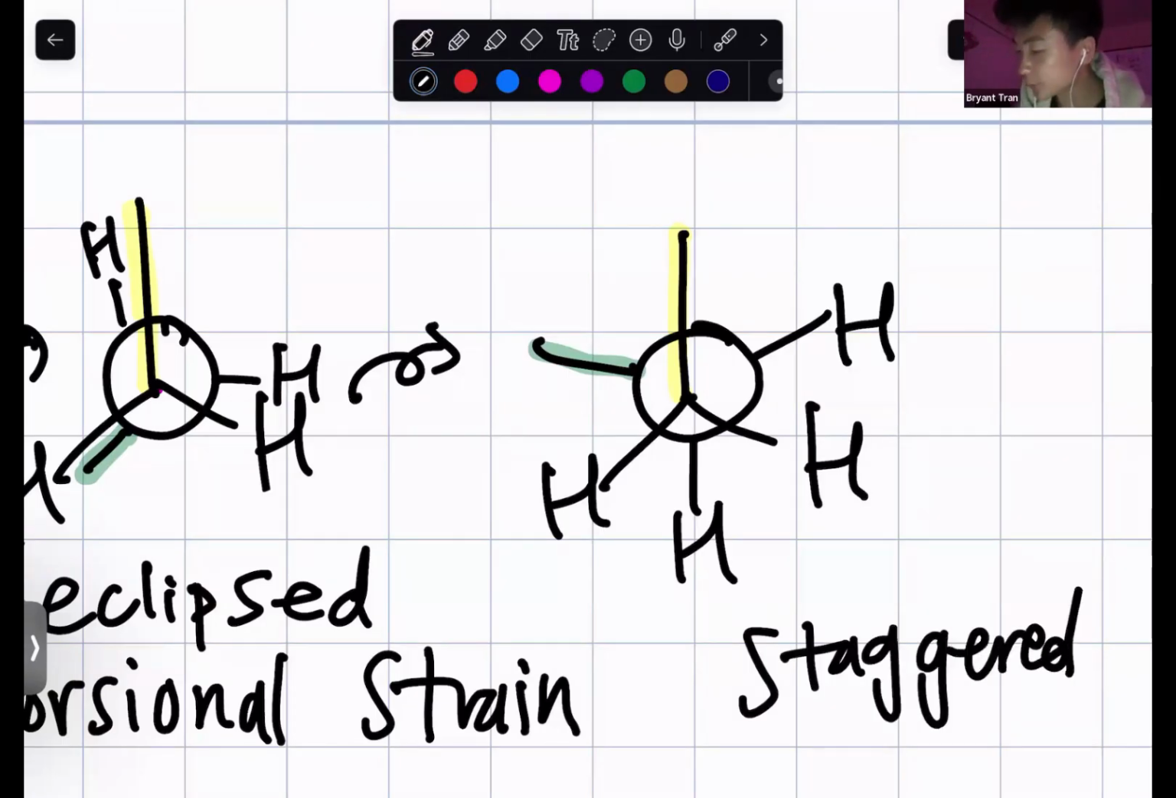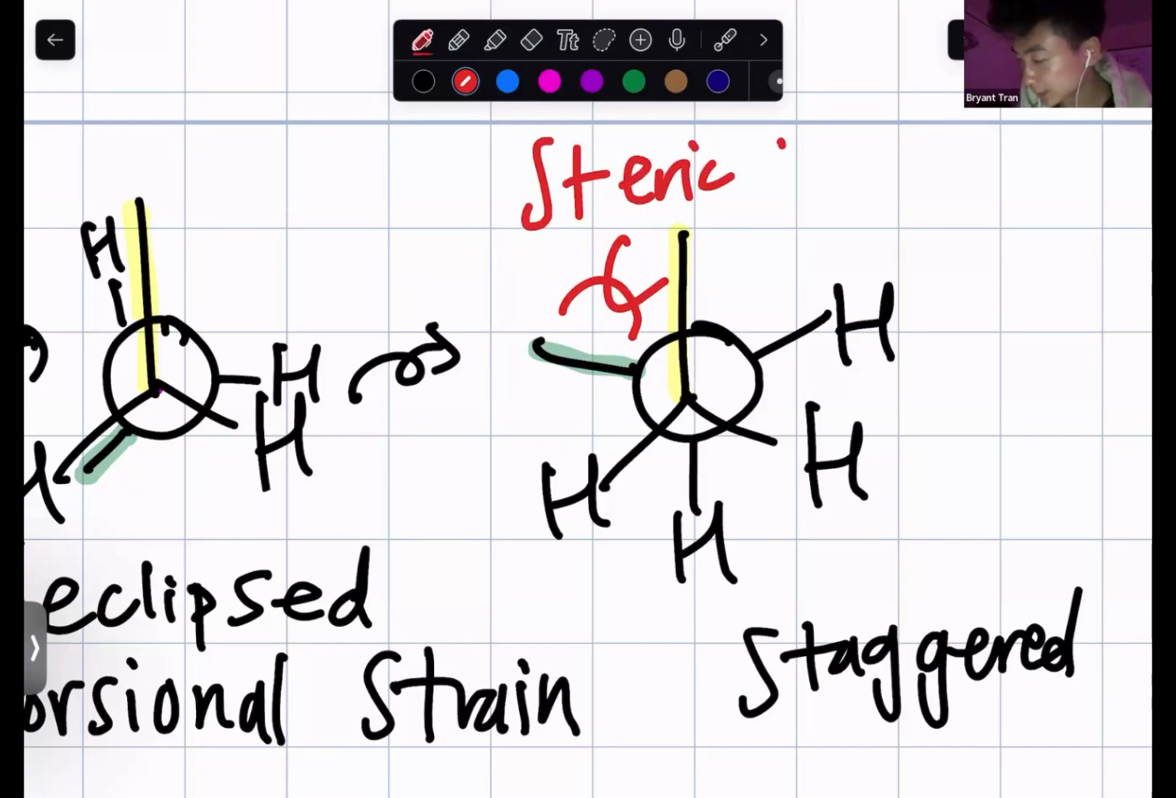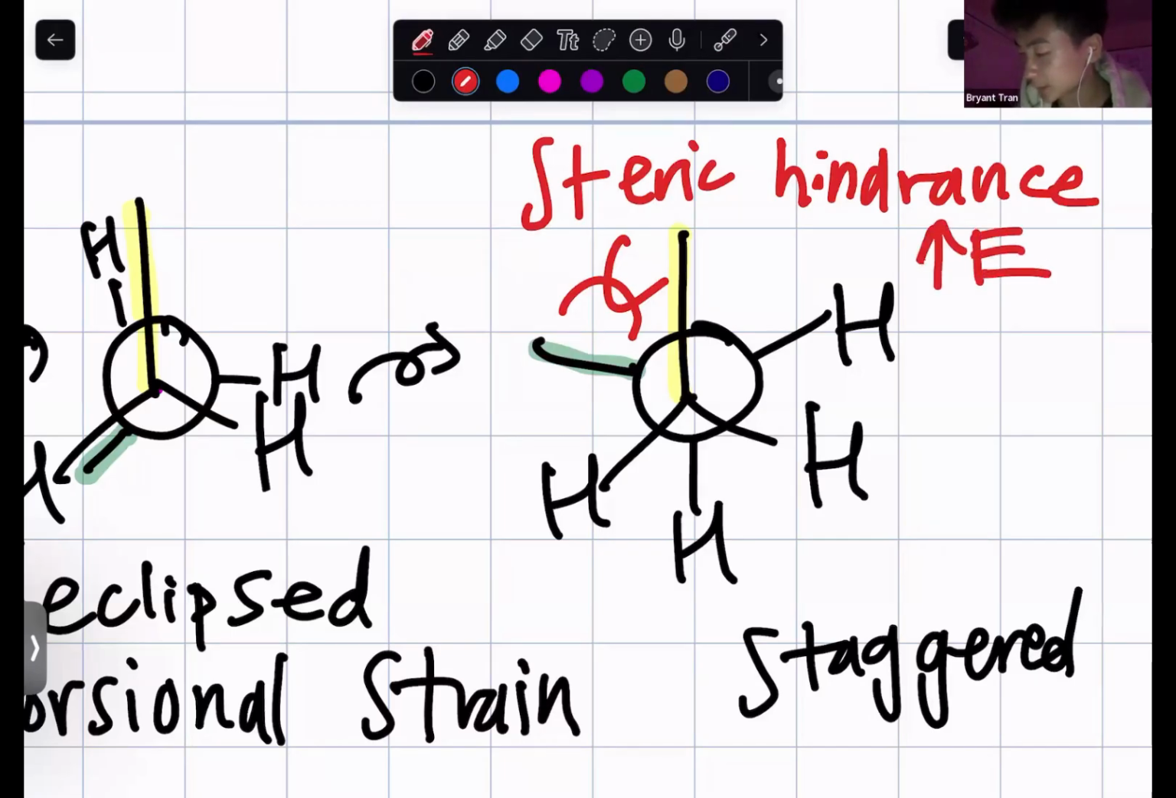And you notice how the bulkiest group on the front carbon, which is this yellow methyl group, and the bulkiest group on the back carbon, which is this green methyl group, are right next to each other. They are adjacent to each other. They're going to have steric hindrance. This symbol that I just drew out in red is steric hindrance, which means that they're going to touch each other. They're going to bump into each other. And that's not a good thing. That's going to increase the energy, which means that it's going to be less stable.